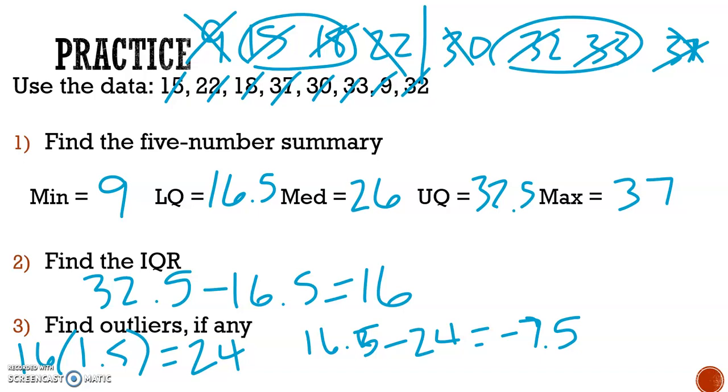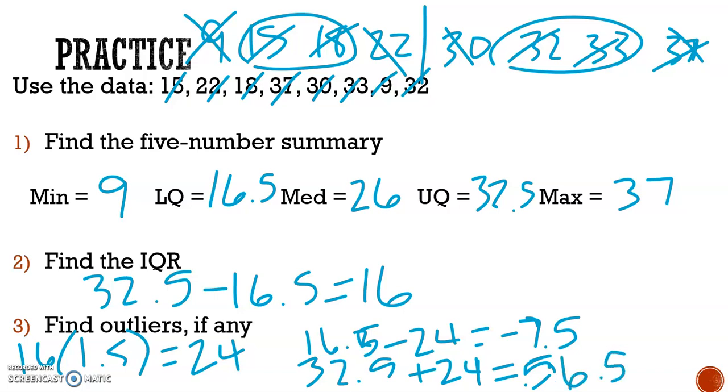So now I'm going to take that 24 and I'm going to add it to my upper quartile, which is 56.5. So since my max was 37, there are no numbers bigger than 56.5, so that means there are no outliers whatsoever.